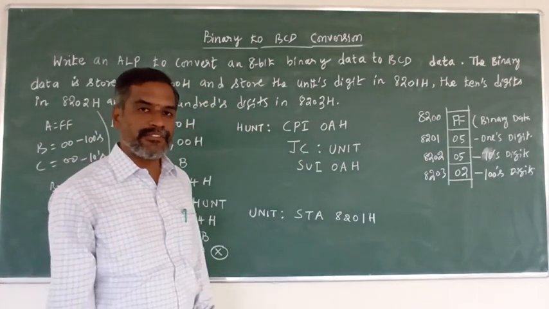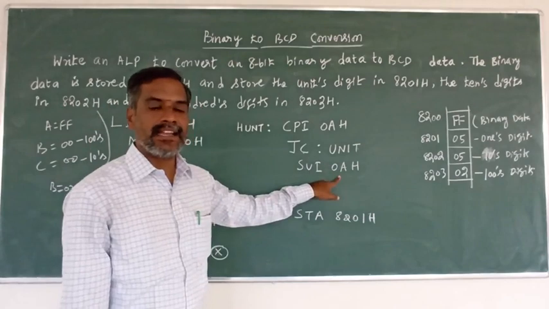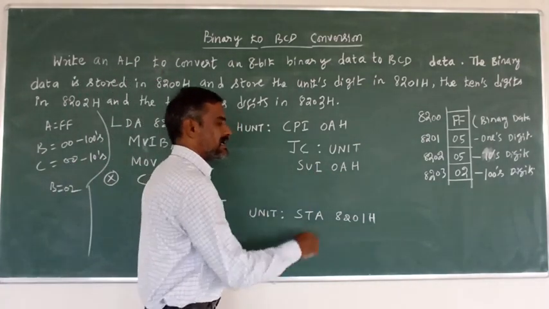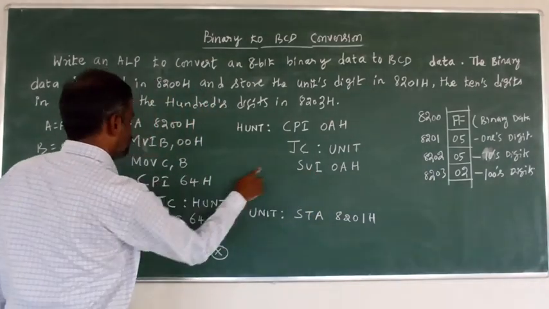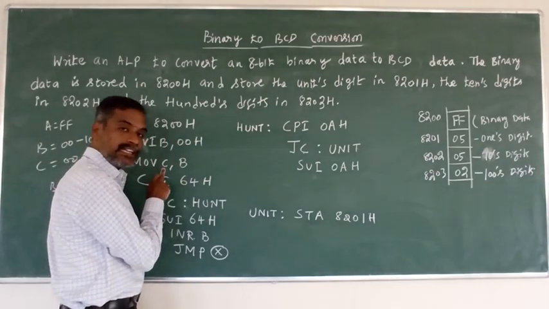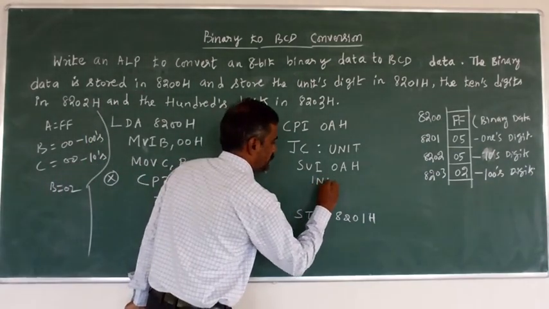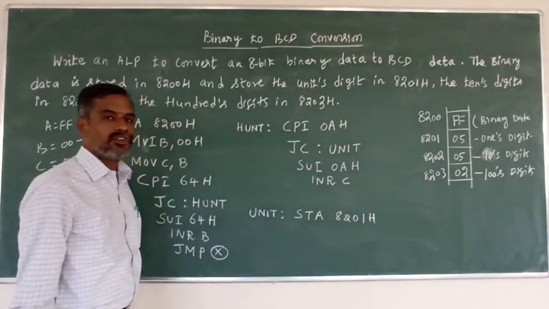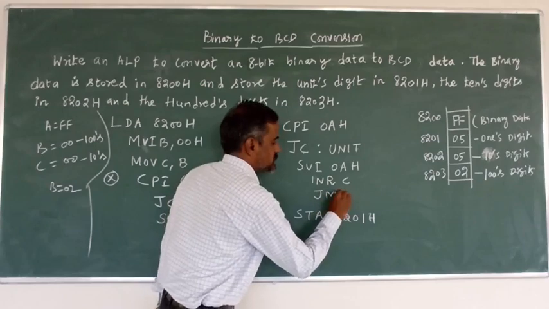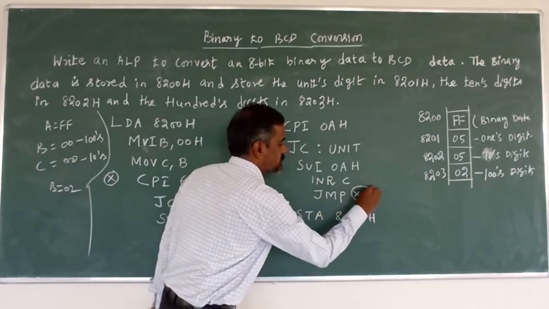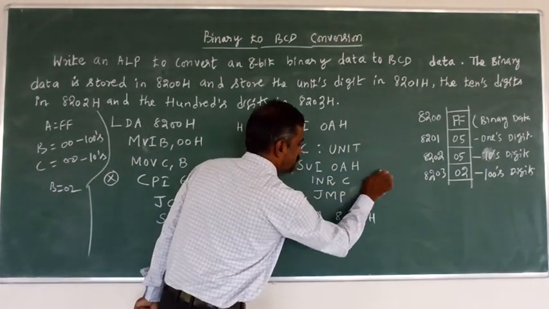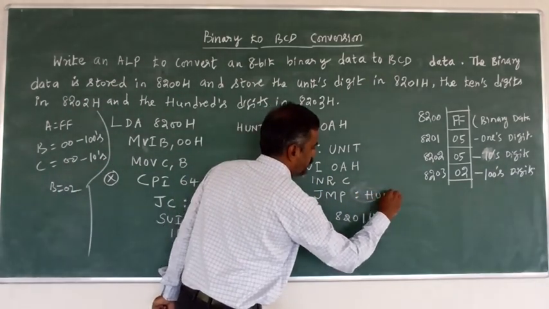Accumulator 55 subtract 10. Now after subtraction, accumulator is 45. That is a single subtraction. Now increment the tens register. The tens register is C. Now INR C. Now C equals 01. Again repeat the same process until the carry flag is set. Jump to here. We can directly give HUNT. Now jump to here.